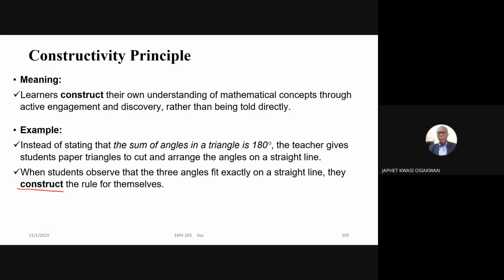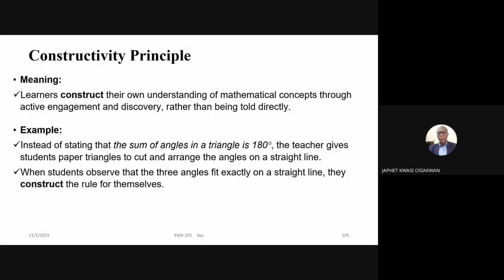then they have constructed their own knowledge that the sum of angles in a triangle is 180 degrees. So when the student observes that all the angles that they are measuring with the protractor sum up to 180 degrees, yes, they are coming out with it. That one is more lasting than you telling them that the sum of angles in a triangle is 180 degrees. Okay. Any other question?